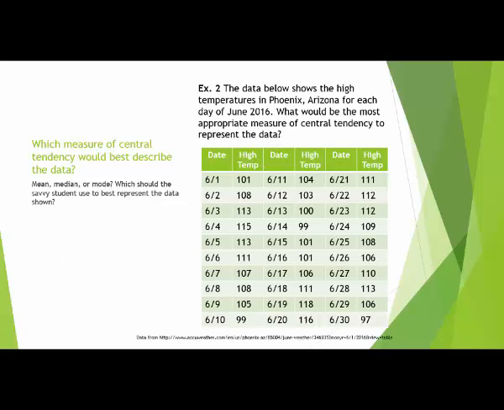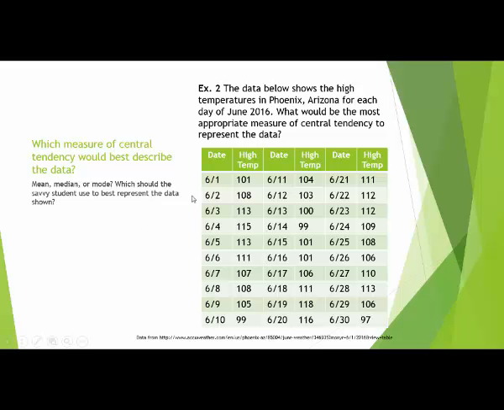So again, I see a chart. This one's a little different. Let's read this. Example 2. The data below shows the high temperatures in Phoenix, Arizona for each day of June 2016. And y'all, I went and looked this up, because I'm so glad not to live in Phoenix anymore. These were the real high temperatures. Whew. Yeah, be happy we're in Yavapai County, right? So what would be the most appropriate measure of central tendency to represent this data?